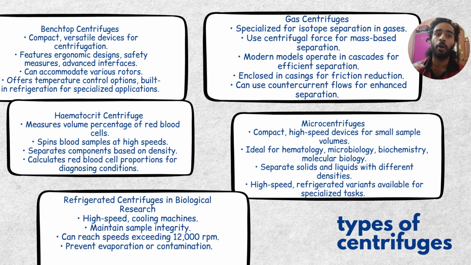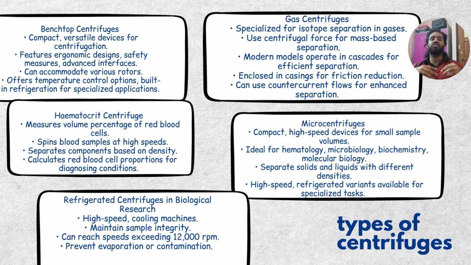Next, we would see the microcentrifuges. These are compact high-speed devices for very small sample volumes, and they are ideal for hematology, microbiology, biochemistry, and molecular biology. These microcentrifuges separate solids and liquids with different densities, and high-speed refrigerated variants are available for specialized tasks, like for hematology, microbiology, and biochemistry.